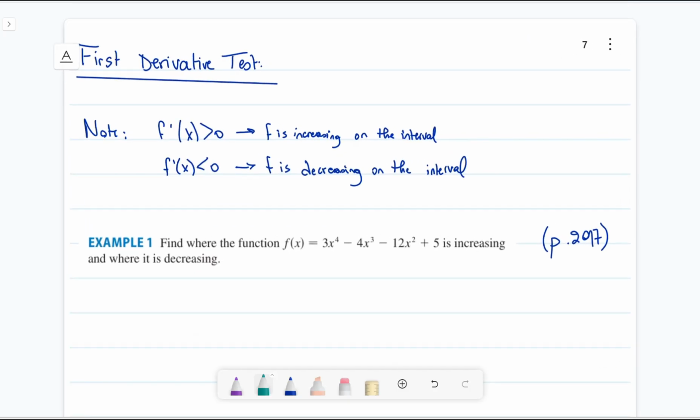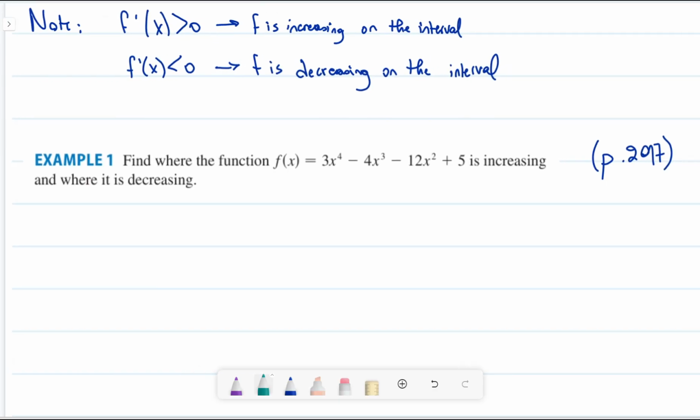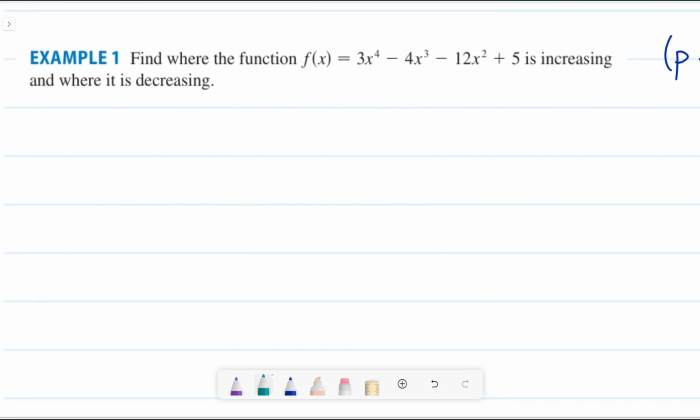We will now move to the first derivative test. So one thing to note is that when the derivative is greater than 0, the function is increasing on the interval. However, if the derivative is less than 0, then the function is decreasing on a certain interval. So let's see how this can be helpful.